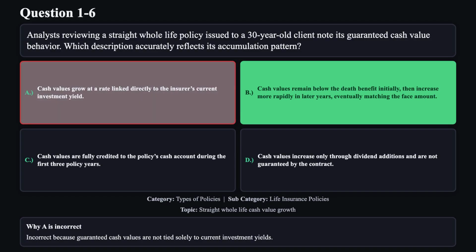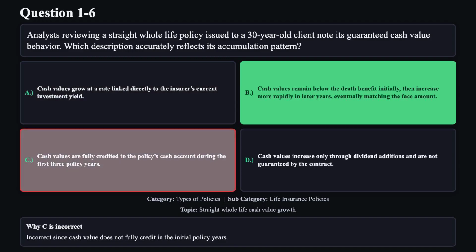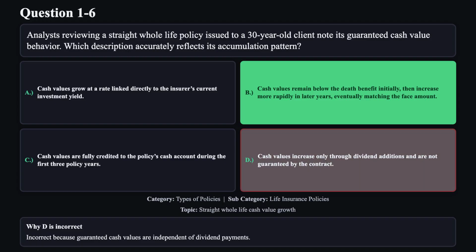Reason A is not correct. Incorrect because guaranteed cash values are not tied solely to current investment yields. Reason C is not correct. Incorrect since cash value does not fully credit in the initial policy years. Reason D is not correct. Incorrect because guaranteed cash values are independent of dividend payments.